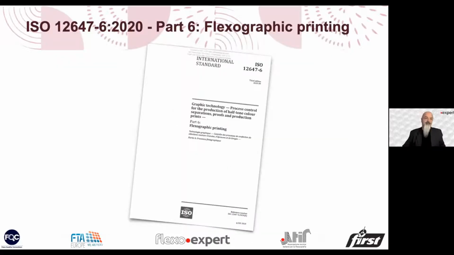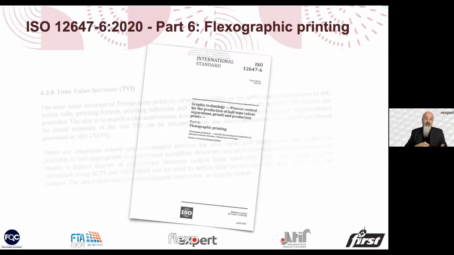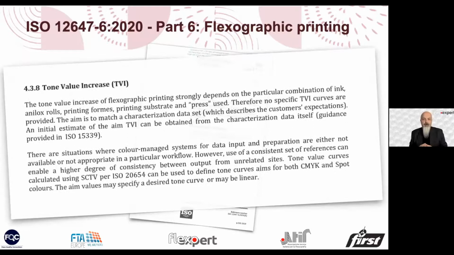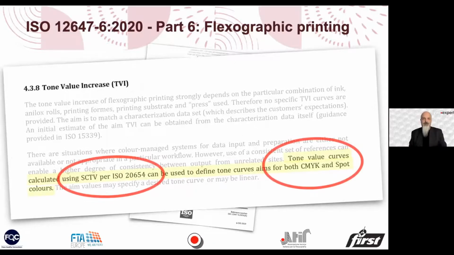The good news is that the latest edition of the ISO 12647-6 about flexography that was published last year, 2020, allows the usage of the SCTV formula to define the tone value curves for both CMYK and spot colors. Now, this is really a game changer, okay, in our process.